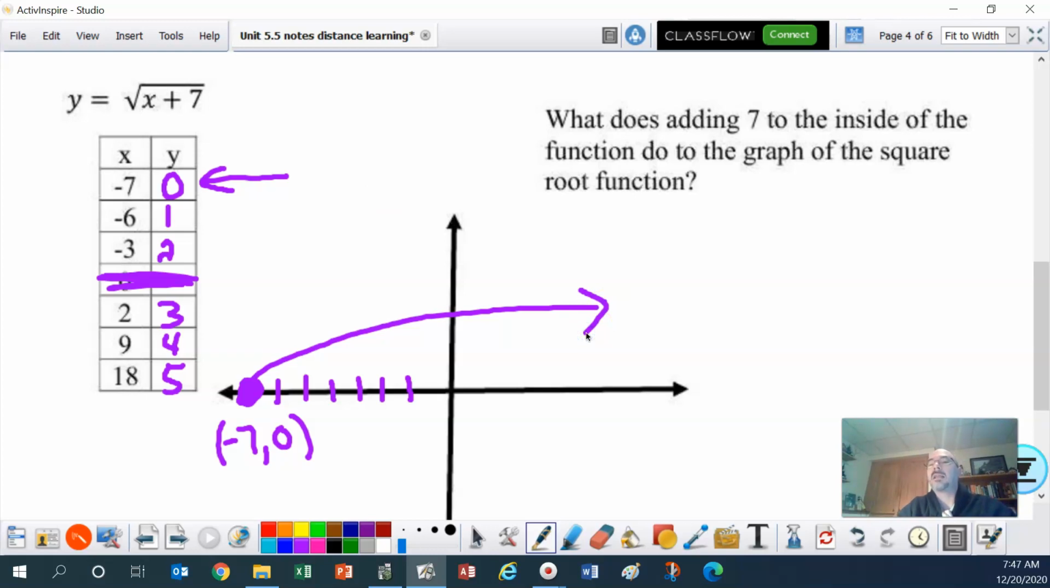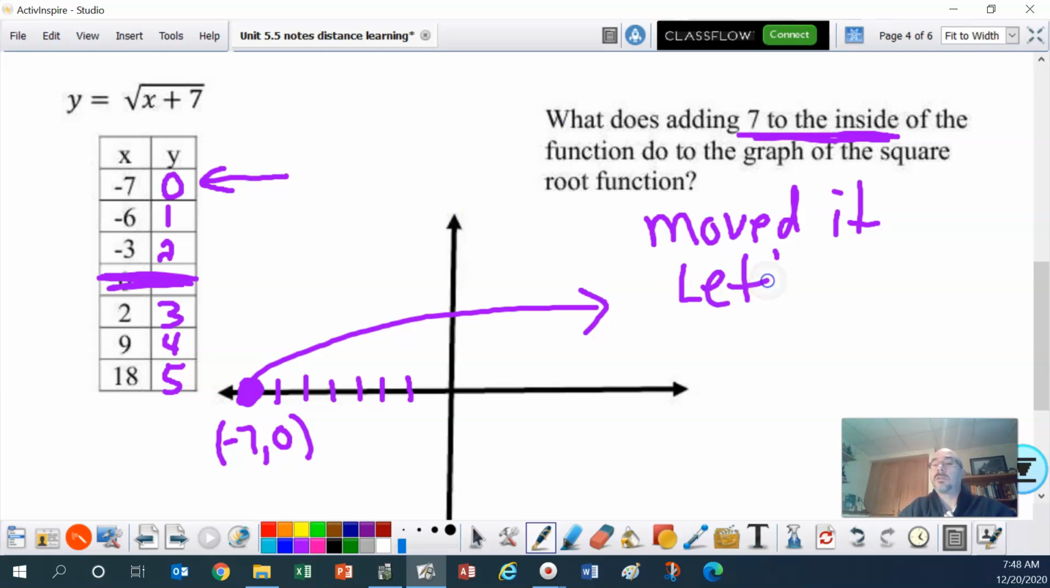So what does adding 7 to the inside of the function do to the graph of the square root function? Oh, it moved it left 7 units. Interesting. It moved it left 7 units. Not right 7 units, left 7 units.